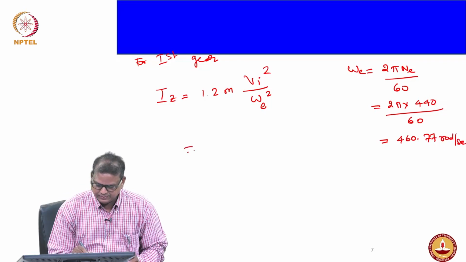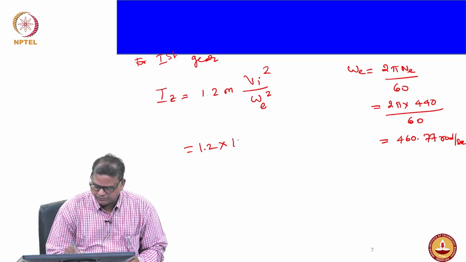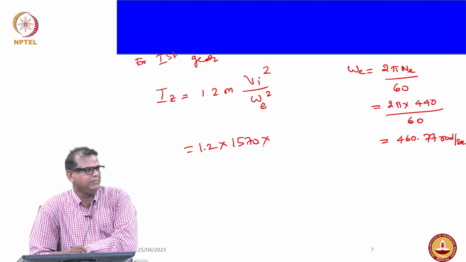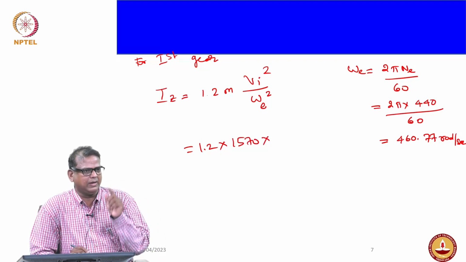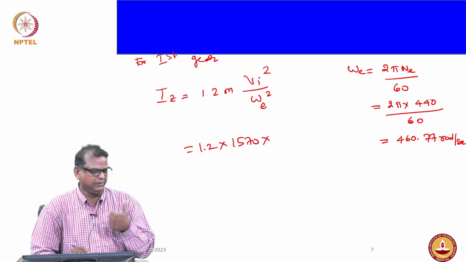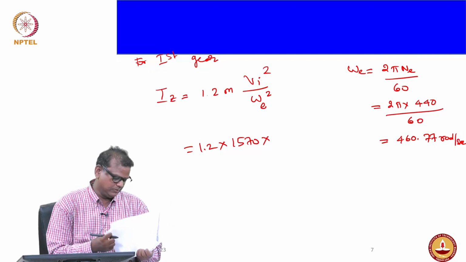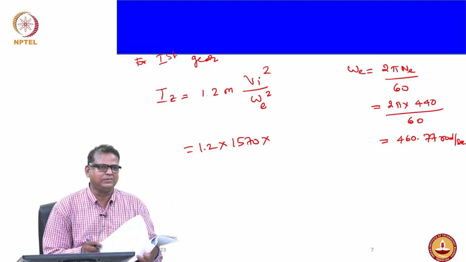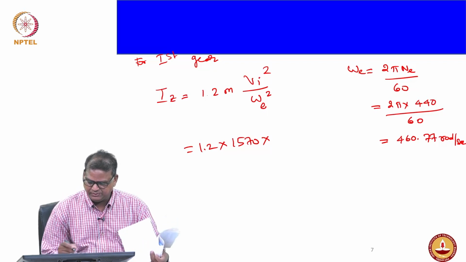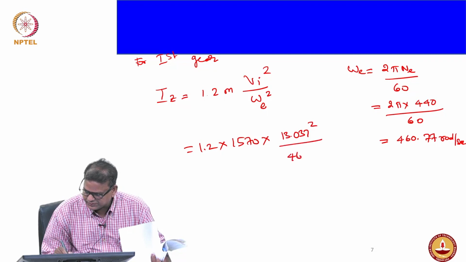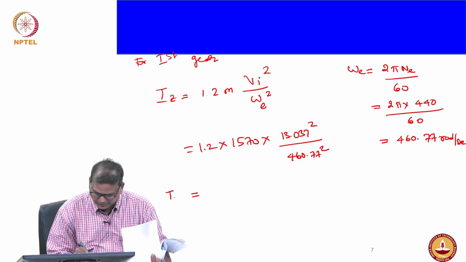And Iz is 1.2, the mass will be 1570. What is VI? VI means the velocity corresponding to the gear, the first gear. What is the value corresponding to the first gear? VI is 13.037. So, 13.037 whole square by 460.77 whole square. Could you please tell me what value you are getting for Iz?